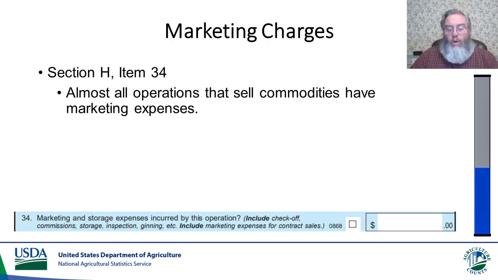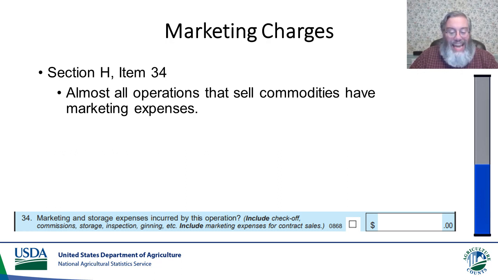One item historically overlooked and underreported are marketing and storage expenses in question 34. Almost all operations that sell commodities have marketing expenses. All marketing expenses paid for by the operator for the sale of products must be included. Checkoff fees, commercial crop drying, sales commission fees, inspection fees, storage fees and expenses, transportation, yardage fees should be included even if the crop is not yet sold.